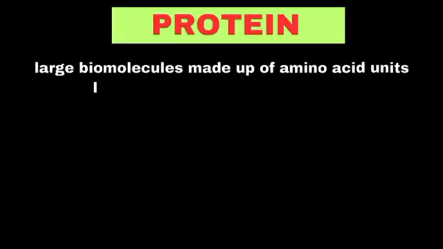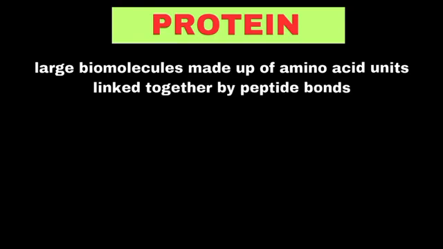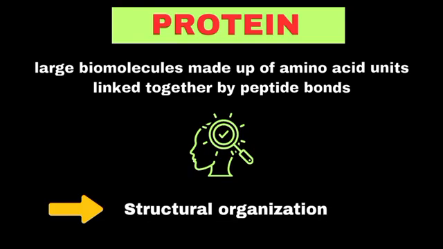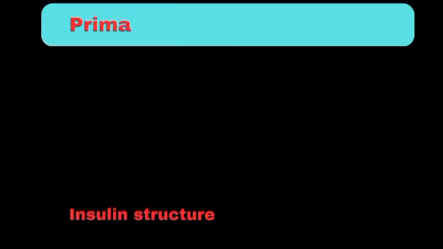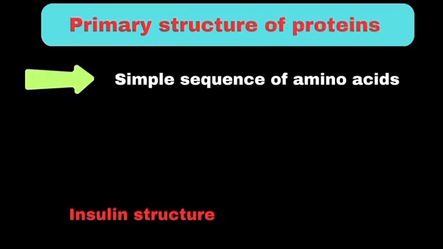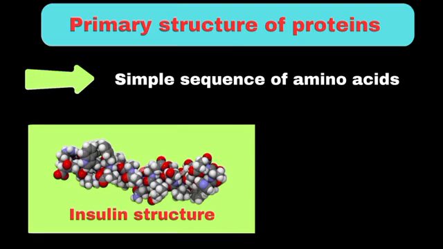Now, it's time to explain proteins. Proteins can be defined as large biomolecules made up of amino acid units linked together by peptide bonds. To understand proteins deeply, we need to look at their structural organization, which has four levels. Let's start with the primary structure of proteins. This is simply the sequence of amino acids linked together. For example, insulin, a protein hormone, has a specific sequence of 51 amino acids.